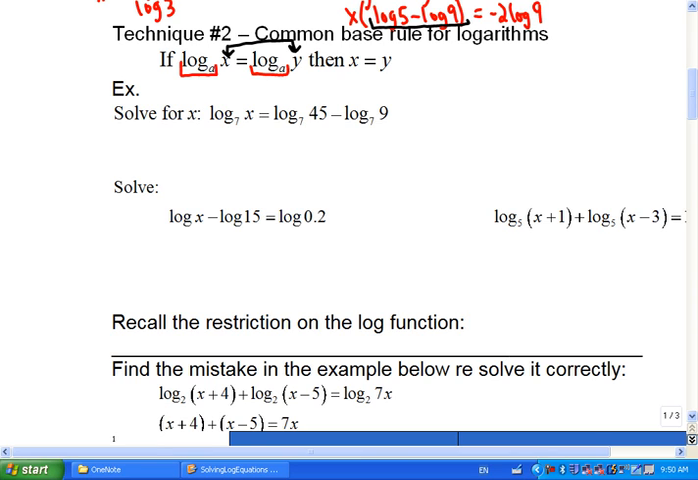So I'm going to show you an example here that makes it seem like it makes more sense. So for example, in this one, log base 7 of x equals, I'm going to use the division law here.